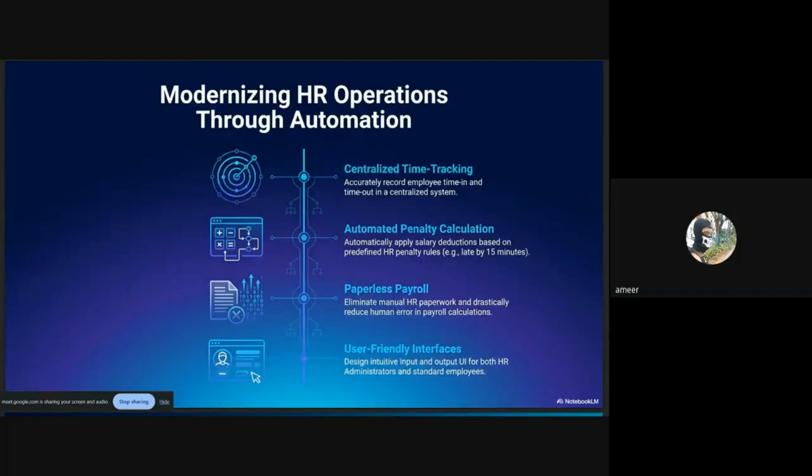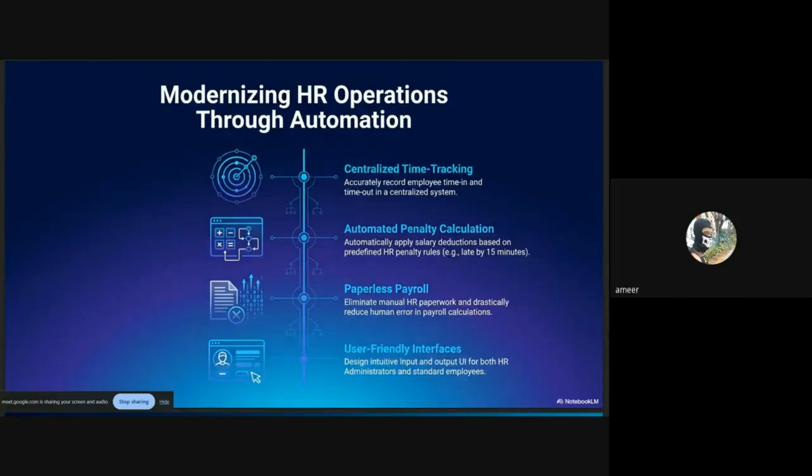And secondly, automated penalty calculation to automatically apply salary deductions based on predefined HR penalty rules, such as a grace period limit. And thirdly, paperless payroll to reduce manual paperwork and minimize potential human errors in payroll calculation. And fourth, user-friendly interfaces to provide intuitive input and output screens designed for both HR administrators and employees.